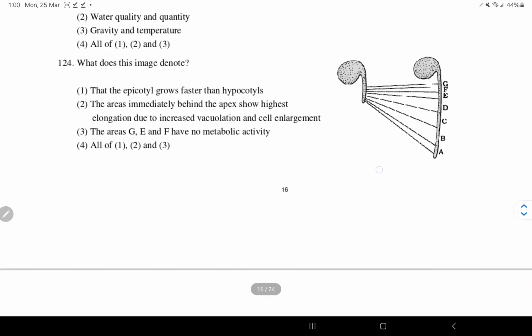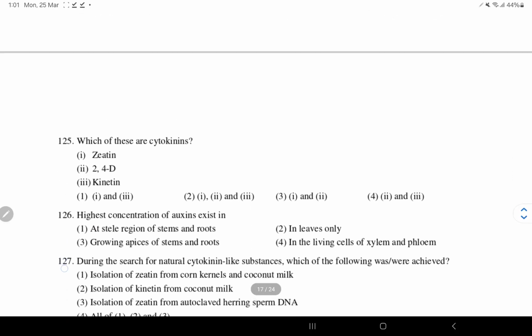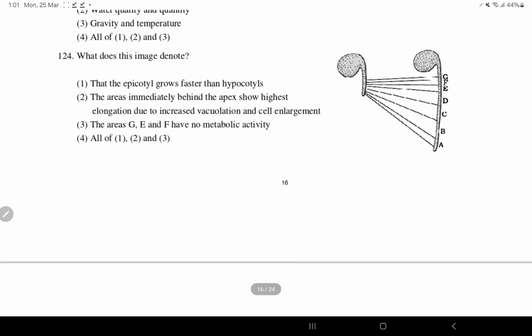What is this image denoting? That the epicotyl grows faster than the hypocotyl? No, the hypocotyl grows faster than the epicotyl. The areas immediately behind the apex show the highest elongation due to increase in vacuolization and cell enlargement. This is the right answer. And they said that GEF has no metabolic activity. How can it be? It can't survive, right? So they have metabolic activity.